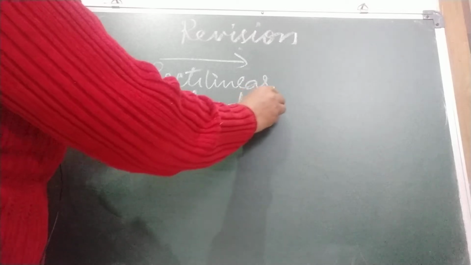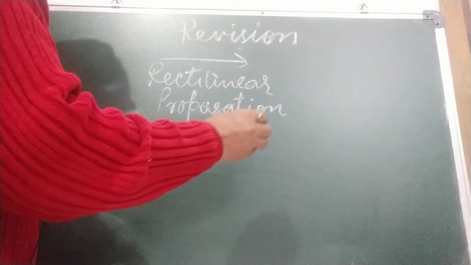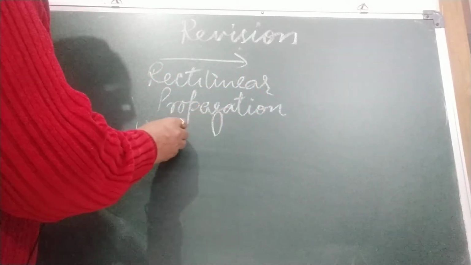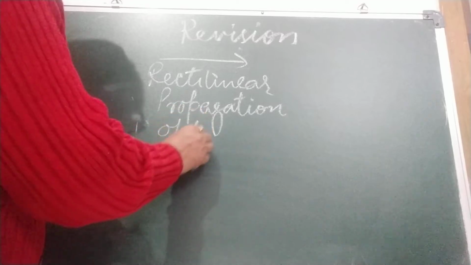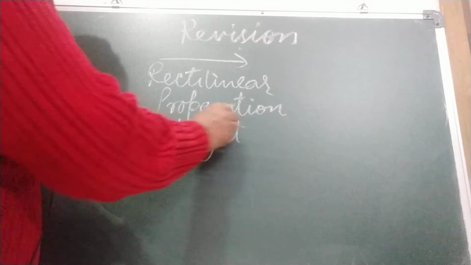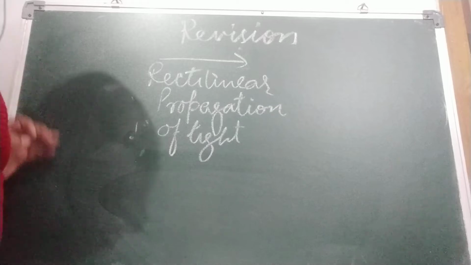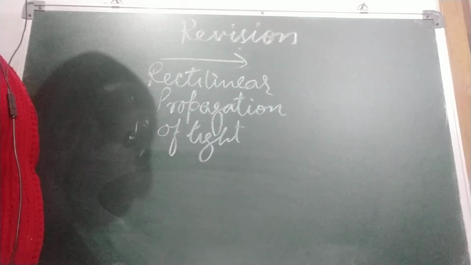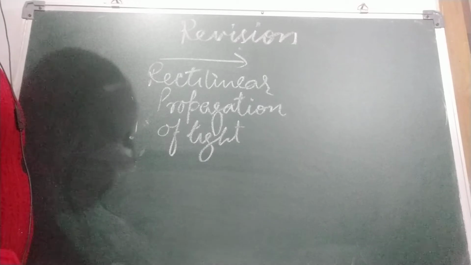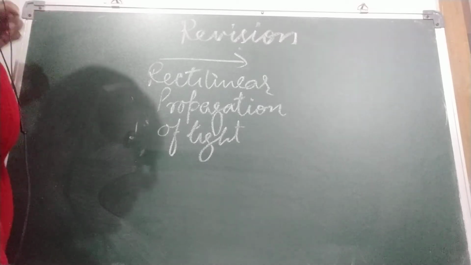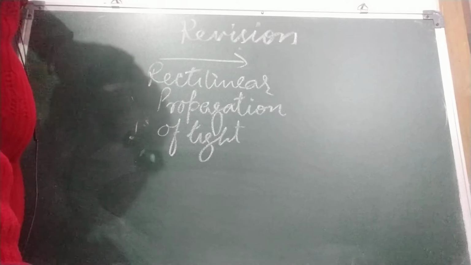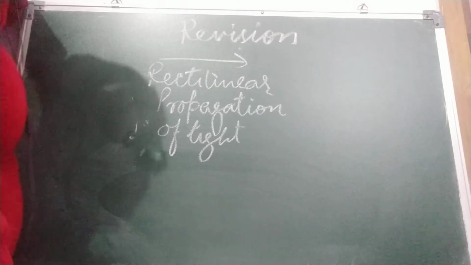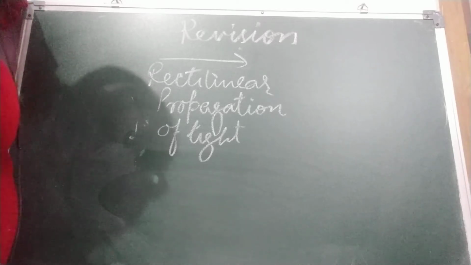We can prove it by many experiments, so you need to go through the experiment. Okay, there are 2 experiments. One is of tube 1, which is given in figure 16.1. Second is 16.2, and by these 2 activities we can prove that light moves in a straight line.